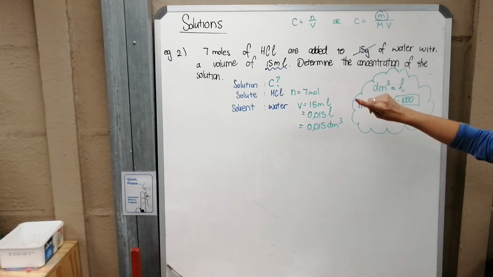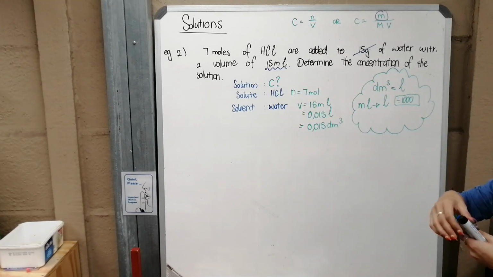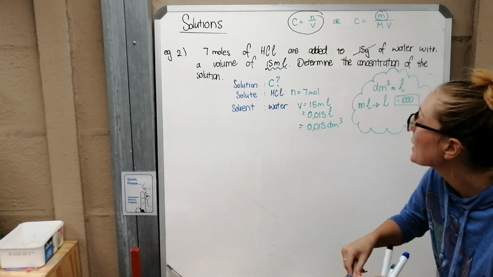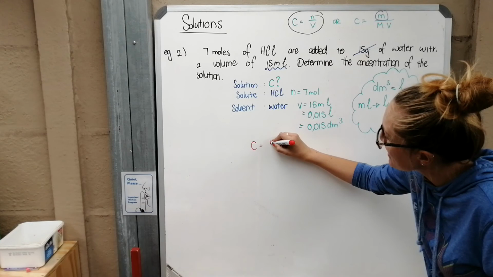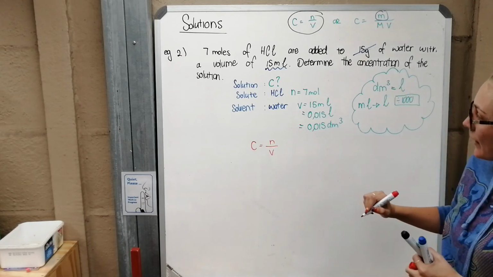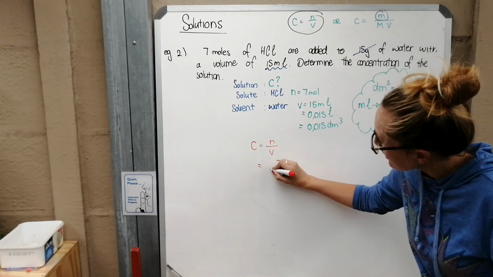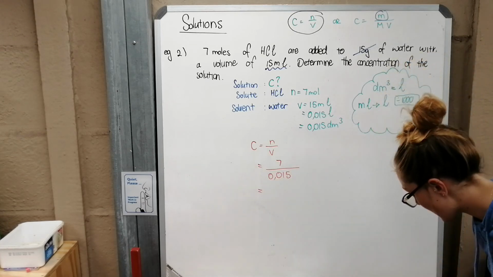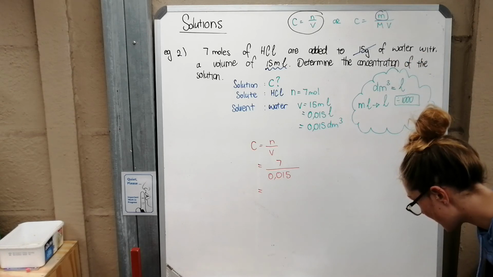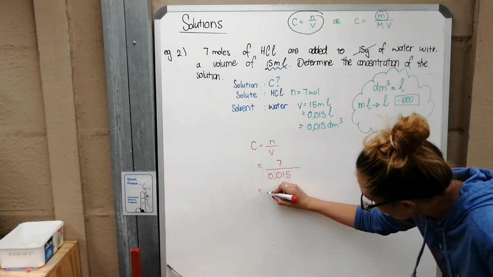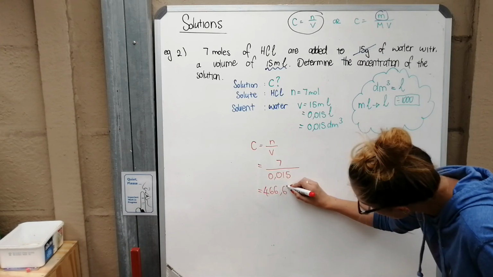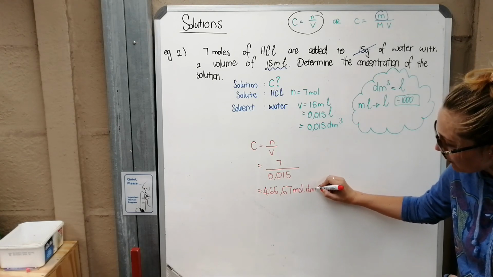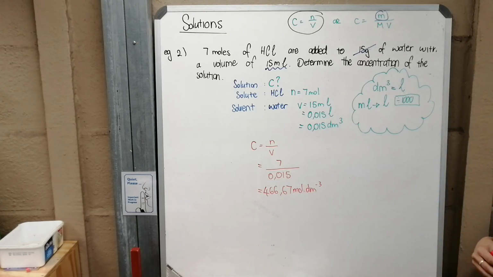Okay, so we want concentration, we know moles, we know volume. Nice easier one here, we're going to use that formula, hey? So we write down our formula because it's worth a mark. So we've got concentration is moles over volume. And we substitute. So moles is 7, volume is 0.015. And when you say 7 divided by 0.015, you get a big number, 466.67, and it's concentration, so our units are moles per dm cubed. Okay, and that's all there really is to it.